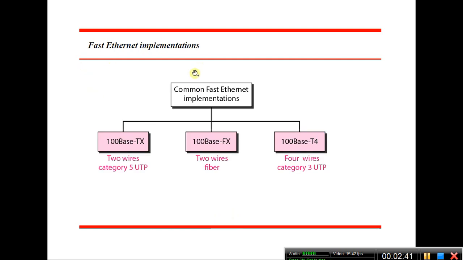The Fast Ethernet implementations. There are various implementations of Fast Ethernet, or we call them the types of Fast Ethernet: 100Base-TX, 100Base-FX and 100Base-T4. These are divided into either 2-wire Fast Ethernet or 4-wire Fast Ethernet. In 2 wires, it uses Category 5 UTP in 100Base-TX, and it uses 2-wire fiber in 100Base-FX, and it uses 4-wire Category 3 UTP in the 100Base-T4 implementation.